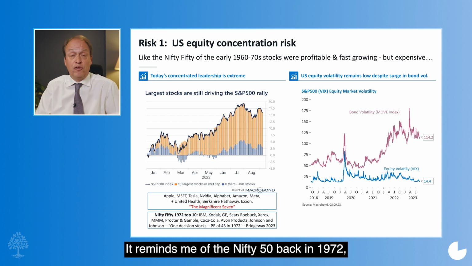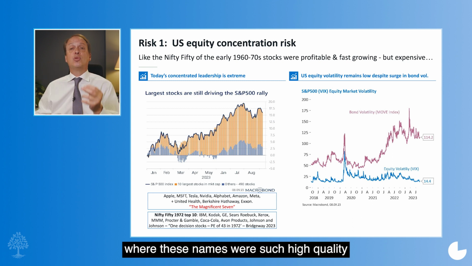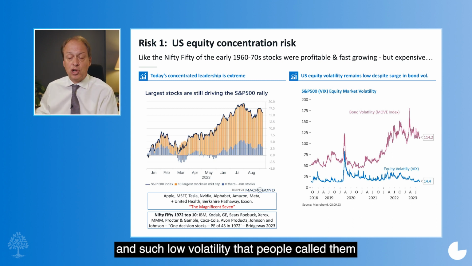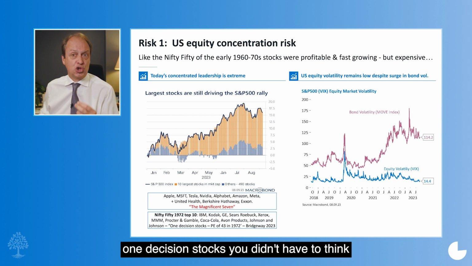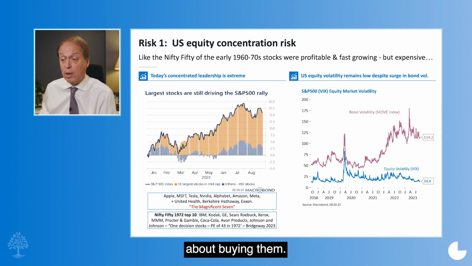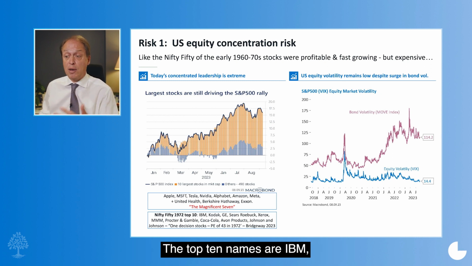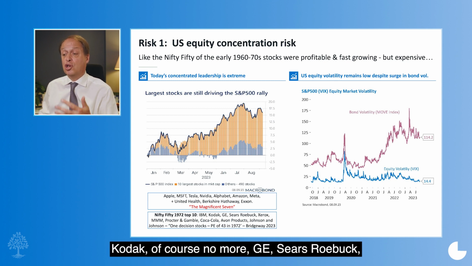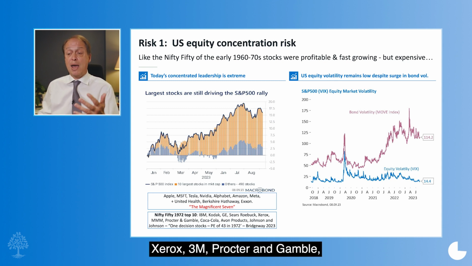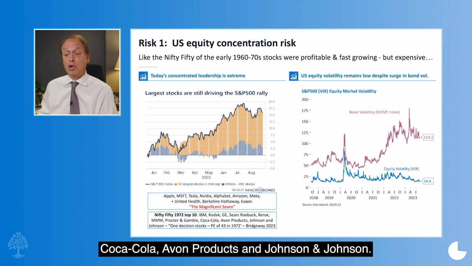It reminds me of the Nifty 50 back in 1972, where these names were such high quality and such low volatility that people called them one-decision stocks. You didn't have to think about buying them. The top 10 names were IBM, Kodak, of course no more, GE, Sears, Roebuck, Xerox, 3M, Procter & Gamble, Coca-Cola, Avon Products and Johnson & Johnson.